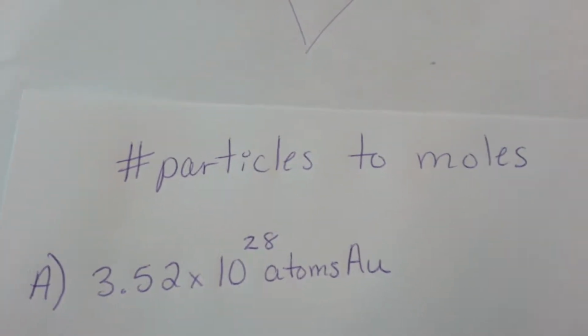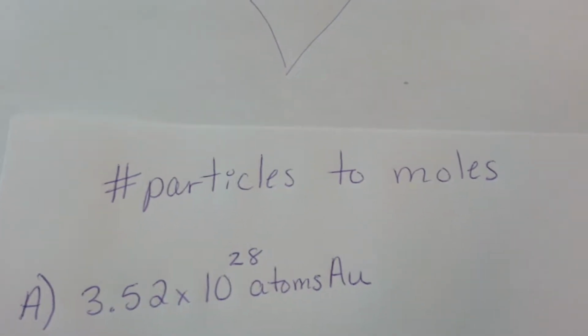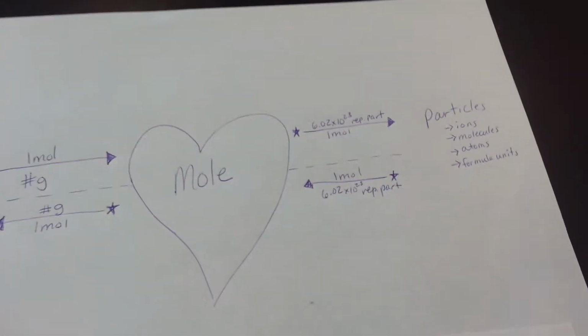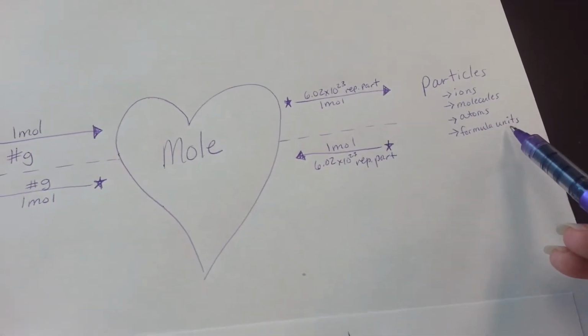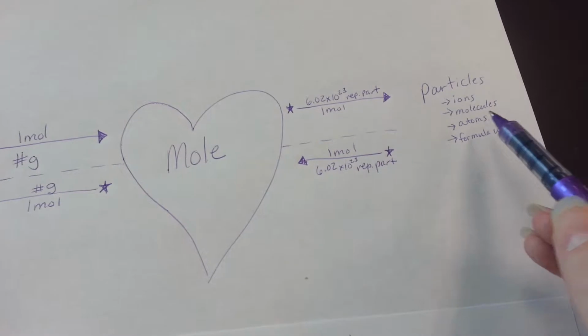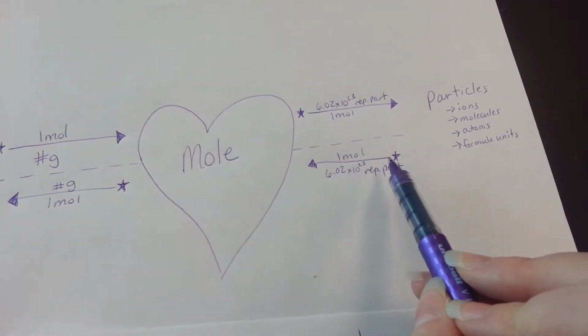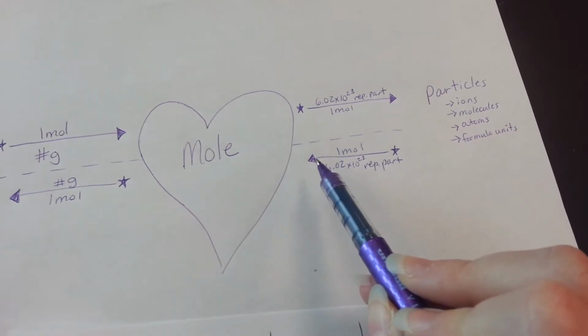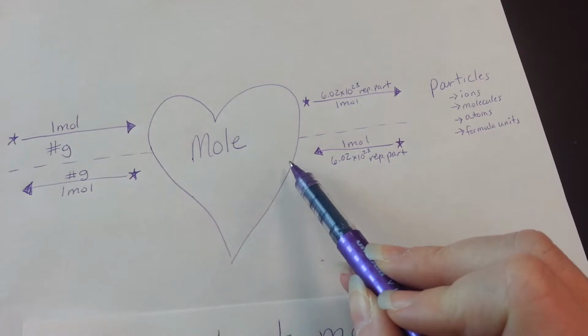So let's talk about taking particles of an element or compound and changing that to moles. Now please remember, particles can be ions, molecules, atoms, or formula units, depending on what it is. And if I am in particles and I want to go to moles, I'll be using this portion of my molar, which means I will need to divide by Avogadro's number in order to get to moles.